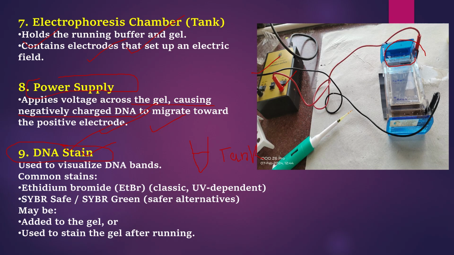So the gel is not stained after the running, but rather the stain is mixed with the buffer or with the samples. The commonly used staining solutions are ethidium bromide, cyanogen bromide, and sometimes acridine orange. It is sometimes, very rarely, used to stain the gel after running, but I have always mixed the staining solution with the sample or with the buffer.